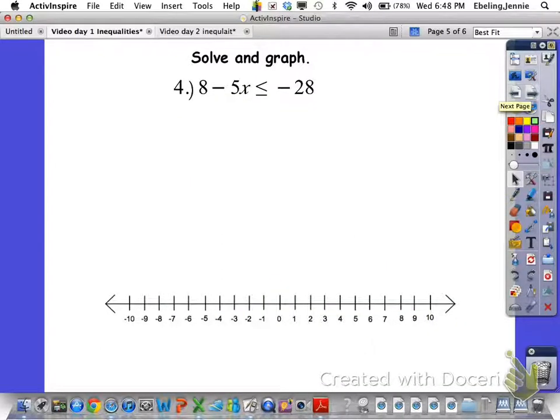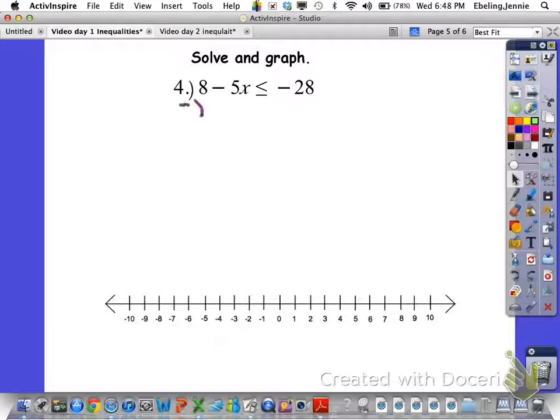What I'd like you to do on this next problem, this very last problem that we have in our notes, number 4, 8 minus 5x is less than or equal to negative 28, is I'd like you to write it down on your paper, I'd like you to try it on your own, and I'd like you to turn the video back on and see if you have the right solution. I'm going to go ahead and start working on it, and so when you turn it back on, you can go through and listen to it to see if you did the correct steps.